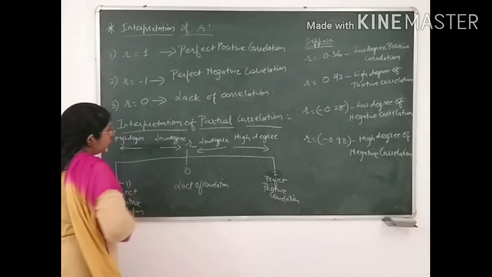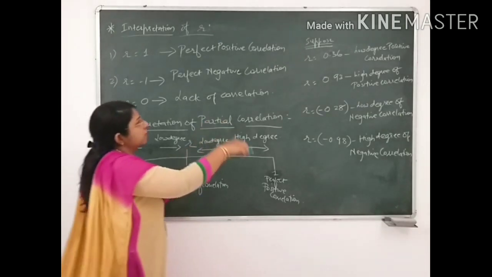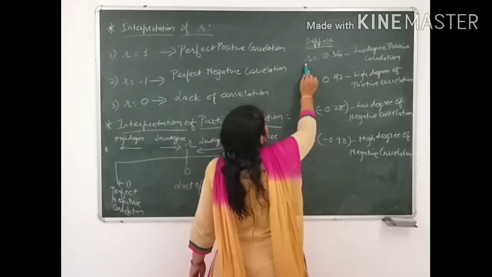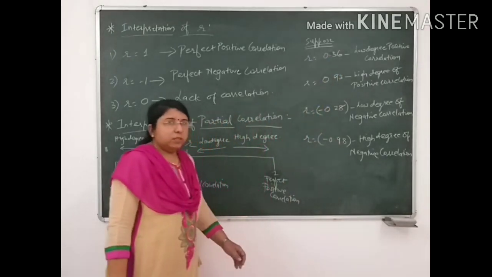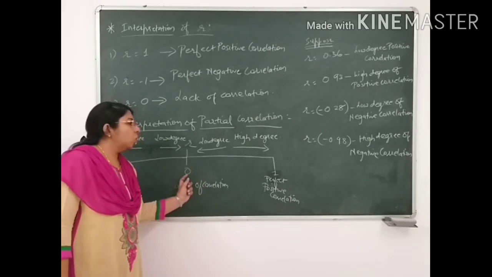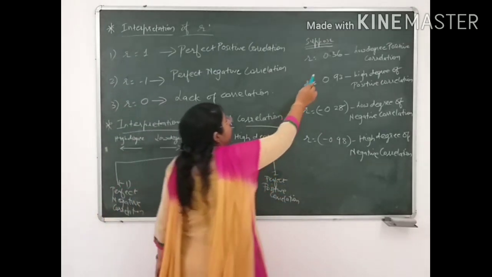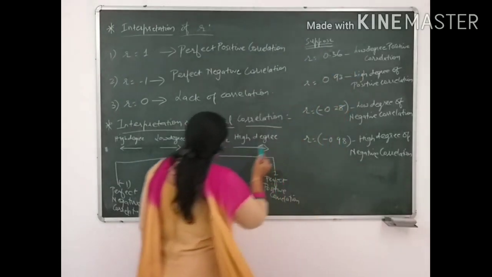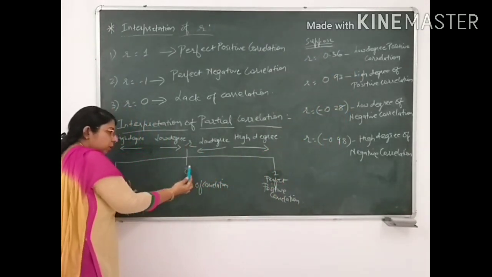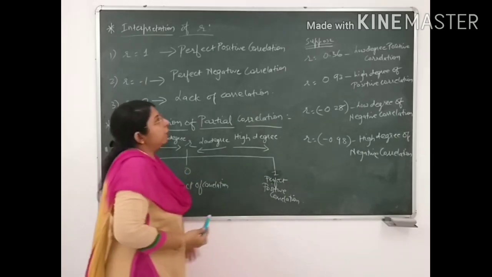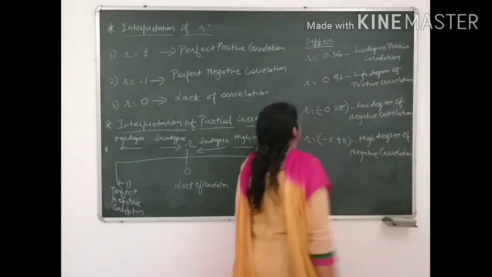Now if the value of r comes closer to 0 but is not 0, see the examples given over here. Suppose the value of r is positive 0.36. It means the value of r is closer to 0, not closer to 1. If the value of r is closer to 0, then it is called low degree of positive correlation, because it is nearby to 0 and the value is positive.